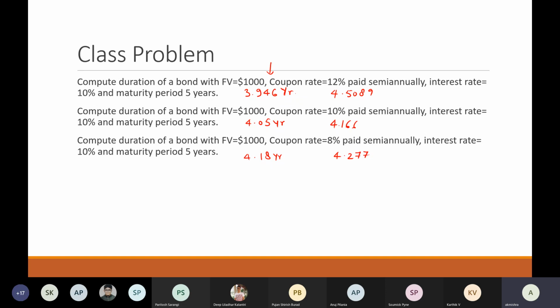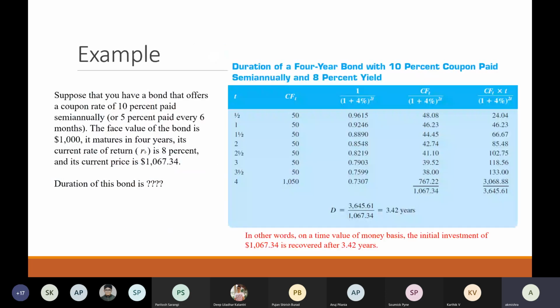Yeah, any other student? Sir, 1 minute, sir. Okay. So in this case, the only difference here we have is in terms of coupon payment, 12%, 10 and 8. Other things are same. And here is how you can do it in Excel.